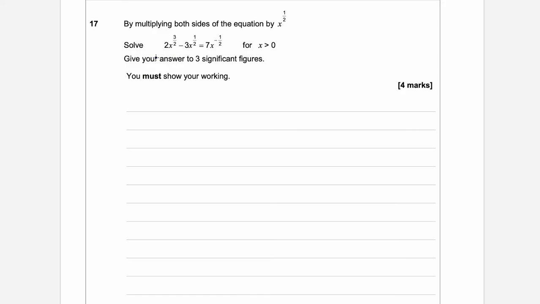Solve this. Give your answer to 3 significant figures. You must show your working. Okay, so 2x to the 3 over 2 times x to the half minus 3x to the half times x to the half. I'm multiplying everything by x to the half equals 7x to the minus a half times x to the half.